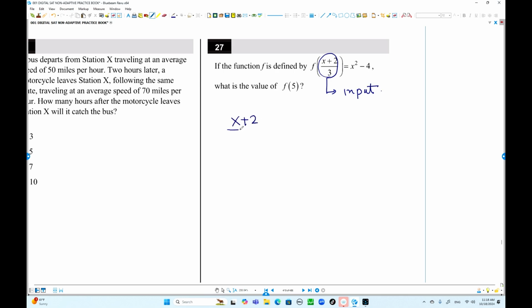When (x plus 2) over 3 equals 5, so x plus 2 equals 15. So x is 13, right? When you put the number 13, 13 plus 2 over 3, you get 5, okay? So put this number into the x again, right? Okay, 13 squared is 169, minus 4, that equals 165. That is the value of f of 5, okay?